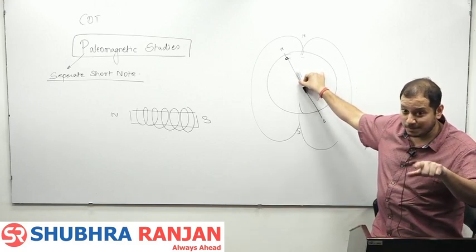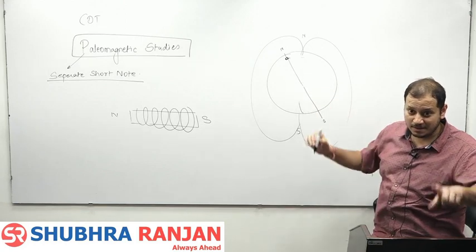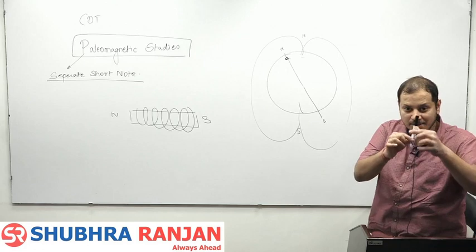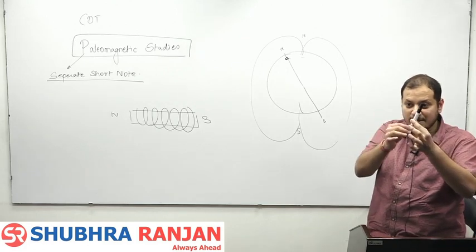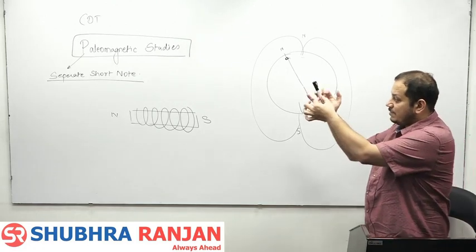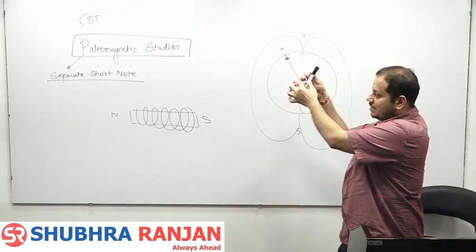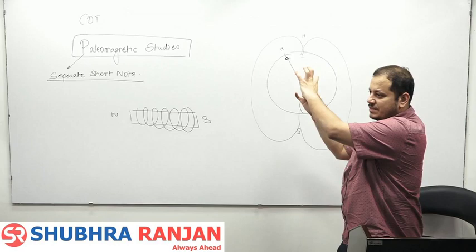Of what? Not the earth's pole, the earth's magnet. Understanding this? There is a complete reversal in the direction of the magnetic field. If this is the north pole and this is the south pole, it will shift to the east, and then one day it will change direction.